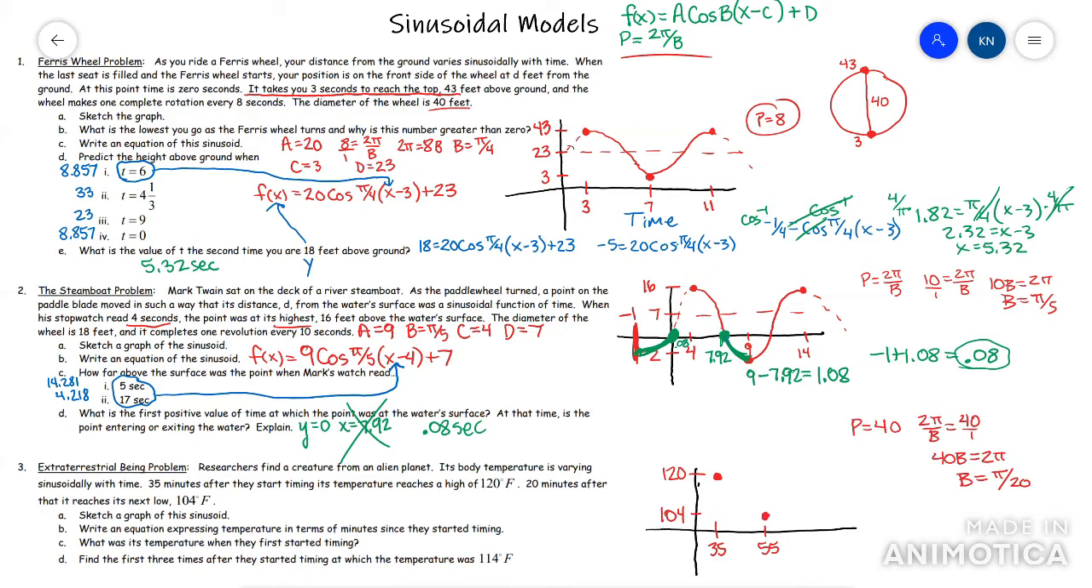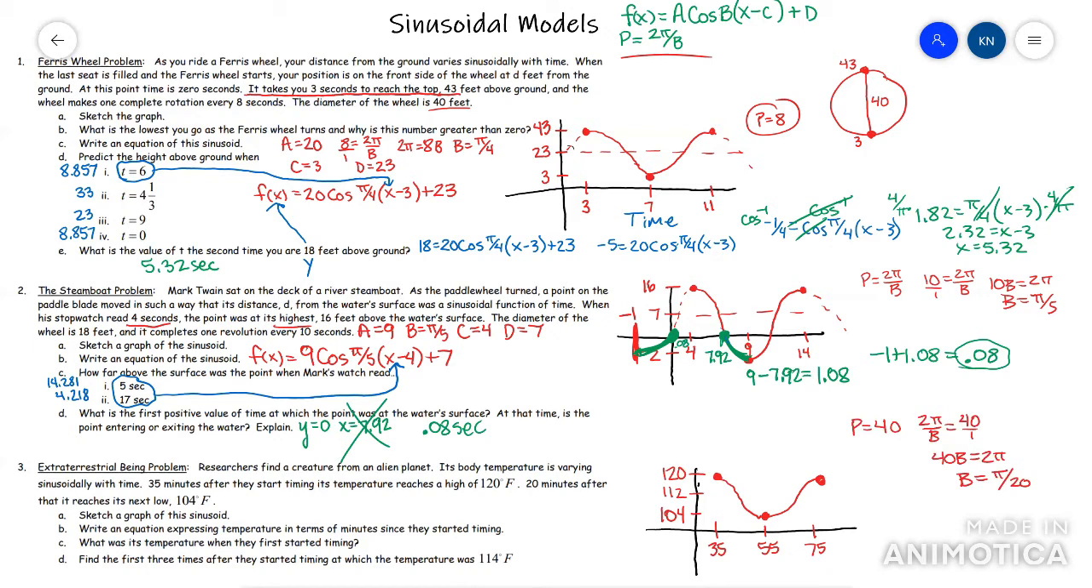All right, so let's draw the graph. It looks something like this. There would be another high 20 minutes later, so 75. Go get your midline, so that's 112. And let's go ahead and write the equation.